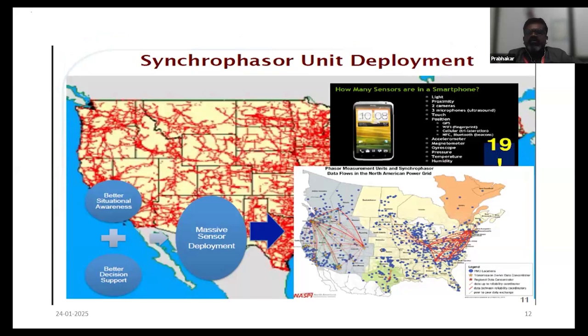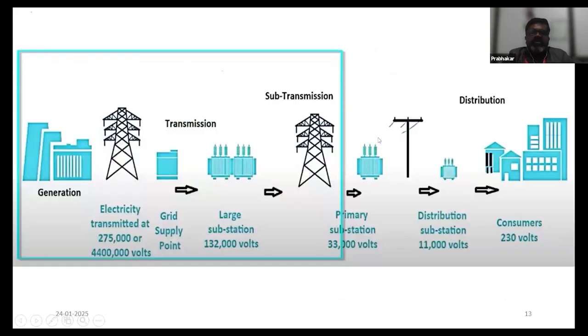This slide is to show you the US, but this is taken somewhere in 2017 or 18, if I'm right. This is just to show the number of PMUs located in the US. As you know, they are developed, so they are connected in a very huge number now. So these units and data flow in the North American power grid. This is just to compare with the cell phone, how the number of sensors we have in the smartphones.